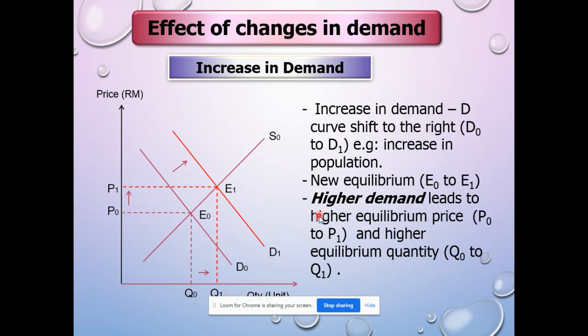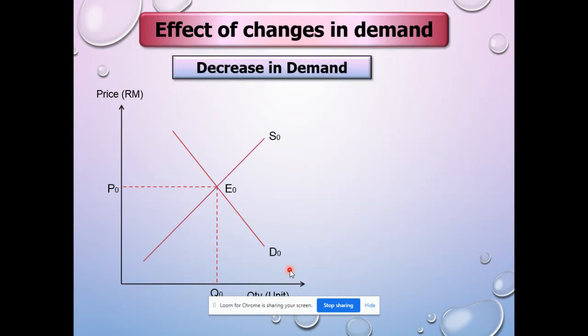So the first change is on demand, when demand increases. Okay, so the explanation is: increase in demand, shift to the right, and then we will achieve a new equilibrium, and at the new equilibrium we will get a new equilibrium price and new equilibrium quantity. Okay, so next we go to decrease in demand. So this is the original equilibrium, original demand and original supply. This is the equilibrium price and this is the equilibrium quantity.